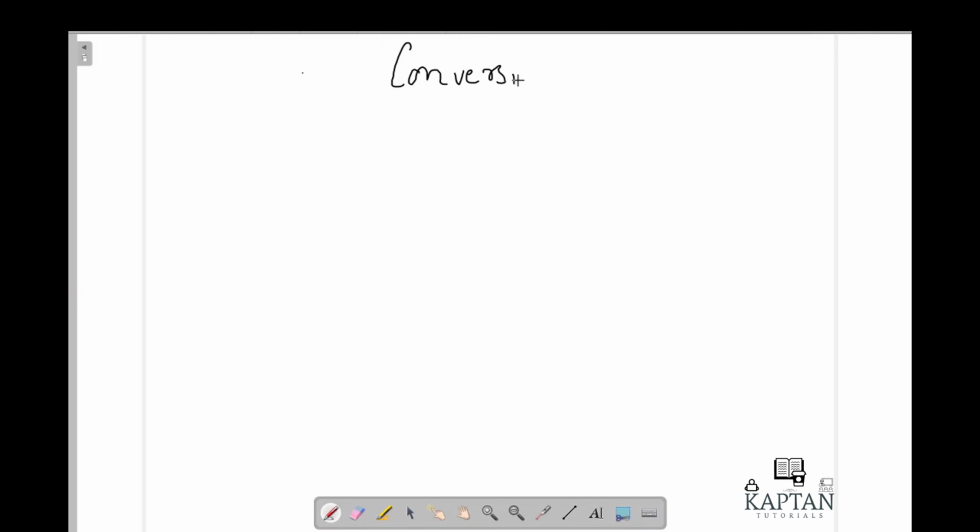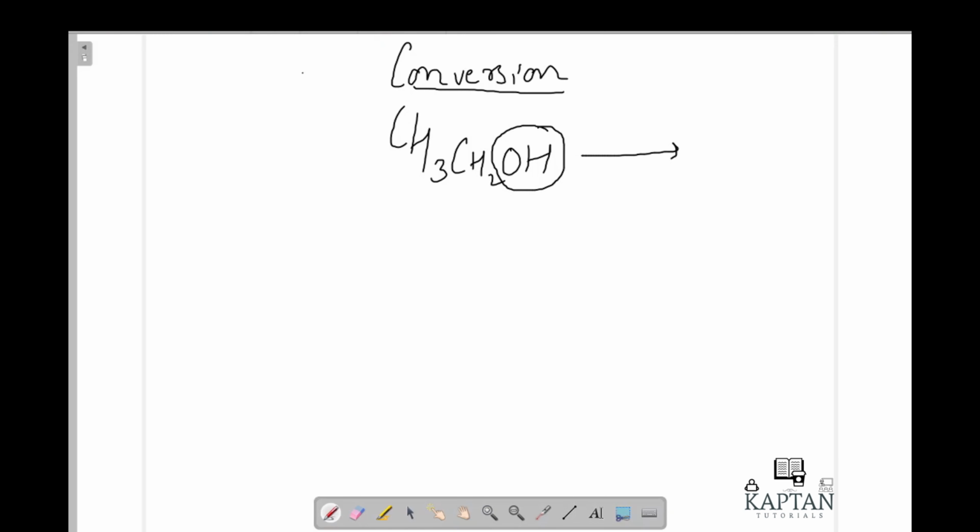Part 2 conversion. Now what we are going to do, first of all, the thing which we are going to take is CH3CH2OH. In this CH3CH2OH, what we have to do? We have to replace this OH by using a reagent. What are the possible reagents? First is PCl5, then we can take SOCl2, we can take HCl, or even we can take PCl3.